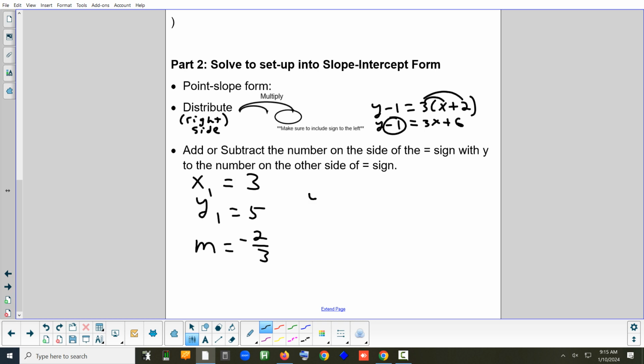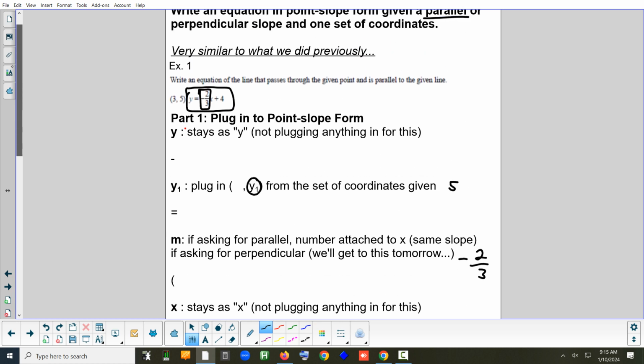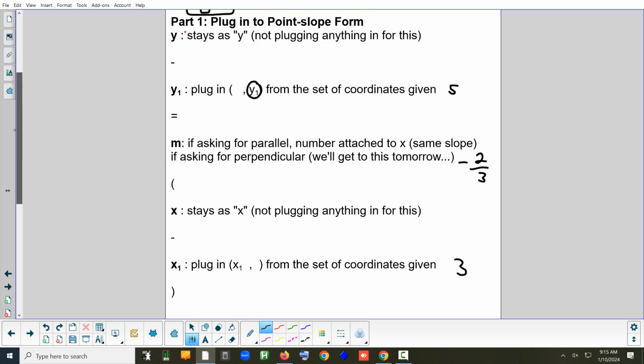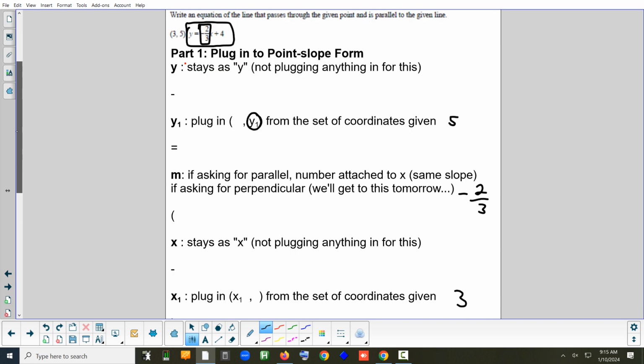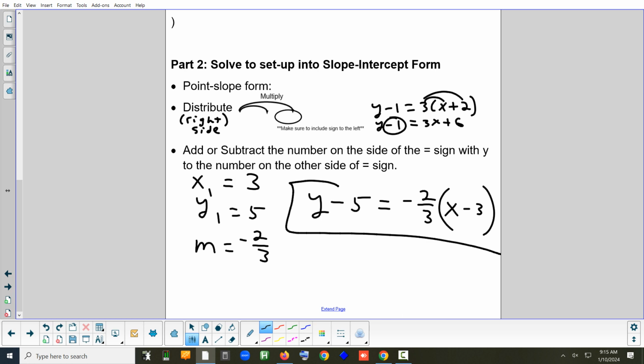Okay, let's write it out. So we've got y minus, what comes next? 5. Equals -2/3, parenthesis x minus 3. Perfect. Now I just have to check the directions. Write an equation that passes through the given point and is parallel. It did not say what format to use, so we can leave it just like that. We'll do one where we distribute out the -2/3 later on, but that's fine for this one. Any question on that one?